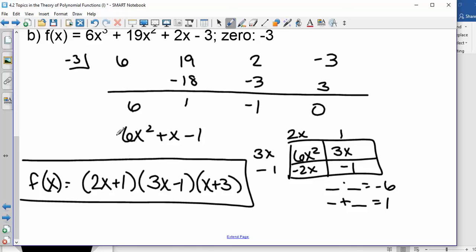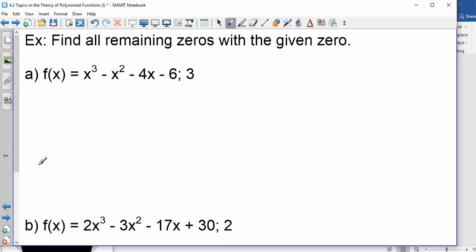Okay. Let's look at a similar problem. But I'm going to switch your directions. This time I'm not asking for the factored form. I'm asking for the remaining zeros. We know the difference is when I ask for the factors, that has the x with it. When I ask for the zeros, those are just numbers. So we are going to do this the exact same way. The only difference is how we answer the final question.